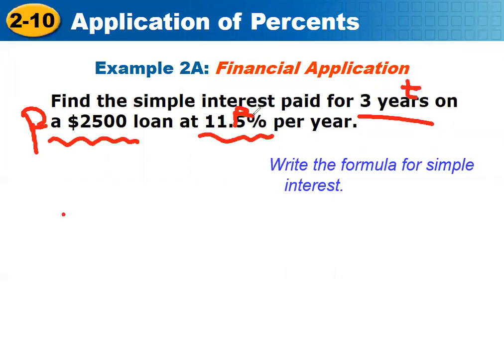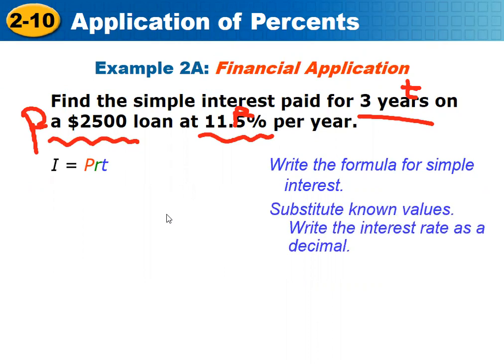Then write the formula for the simple interest. It will be now interest equals principal times R times T. After that, what do we have to do? We will substitute known values, and write the interest rate as a decimal. So don't forget, please, the interest rate was 11.5%. How are you going to change it into a decimal? Move 2 digits to the left. Okay? Then I'm going to substitute now.